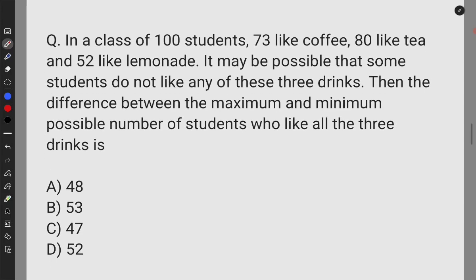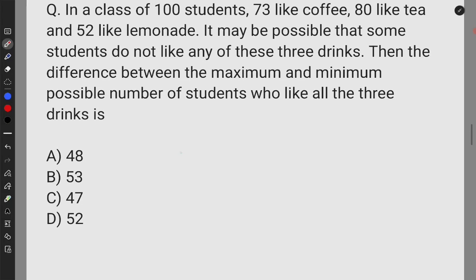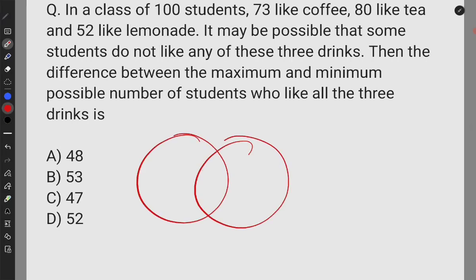In a class of 100 students, 73 like coffee, 80 like tea, and 52 like lemonade. It may be possible that some of the students do not like any of these three drinks. Then find the difference between the maximum and minimum possible number of students who like all three drinks. So it's a simple set theory question. We'll see through it.